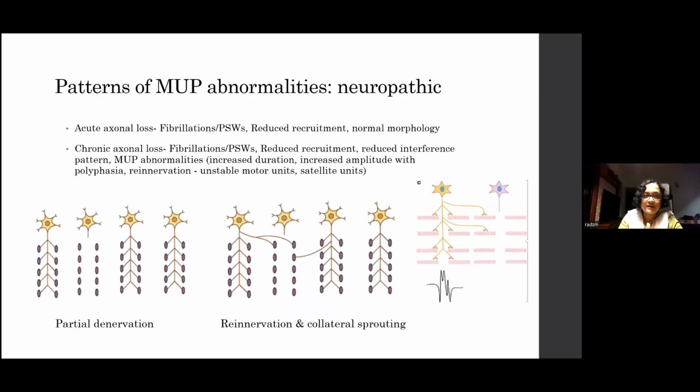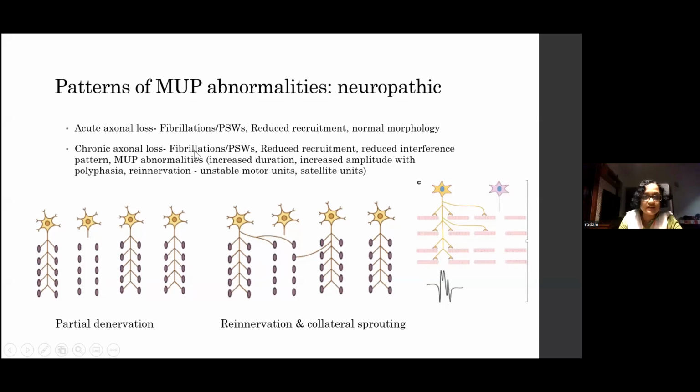So just to quickly sum up, patterns of motor unit potential abnormalities, neurogenic ones will be acute axonal loss, fibrillations and positive sharp waves, if it's after 2 weeks at least, with reduced recruitment. So remember, recruitment is important. Morphology of the motor units will be normal. So there wouldn't have been time for reinnervation, so there wouldn't have been time to develop the long duration, the high amplitude and the polyphasics. So all that will be normal. The morphology of the motor unit action potential itself will be normal.